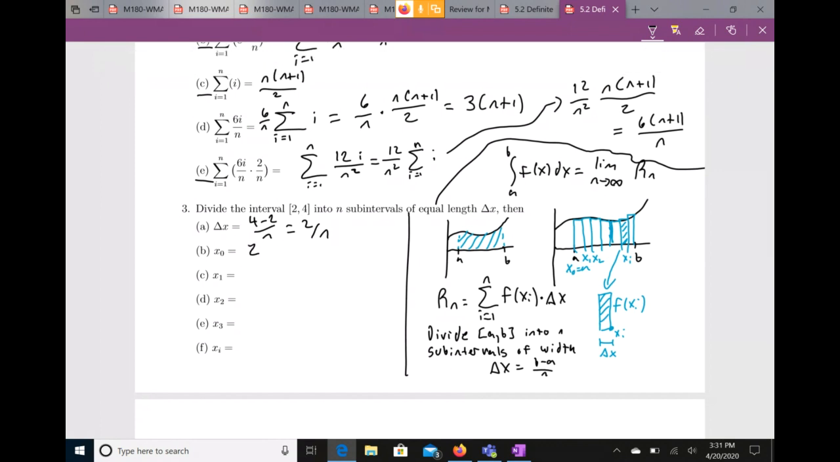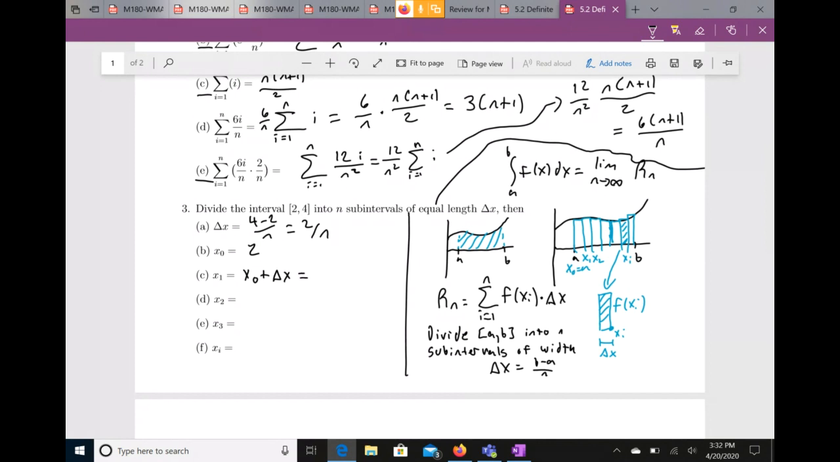And then x1 just means you take the previous point and you add delta x to it. You just shift over delta x, which is the width of one subinterval. So this is just x naught plus delta x, which becomes 2 plus 2 over n, because 2 is x naught and 2 over n is the width of our interval. All right, x2 is just x1 plus delta x. So that's 2 plus 2 over n, that's x1, and then I add delta x. So I add 2 over n. And this can be written as 2 plus 4 over n.